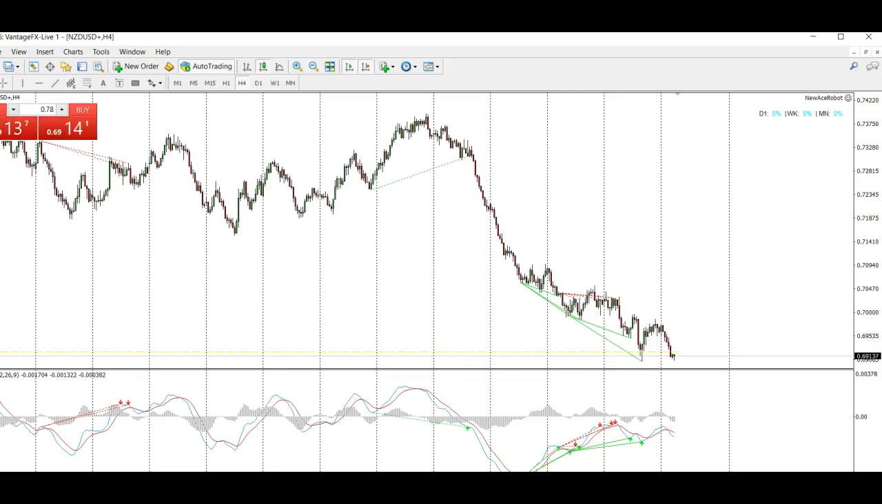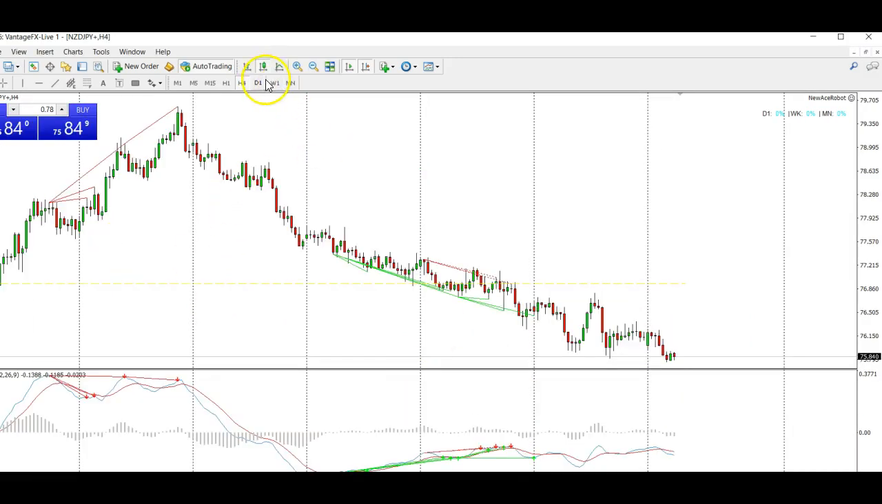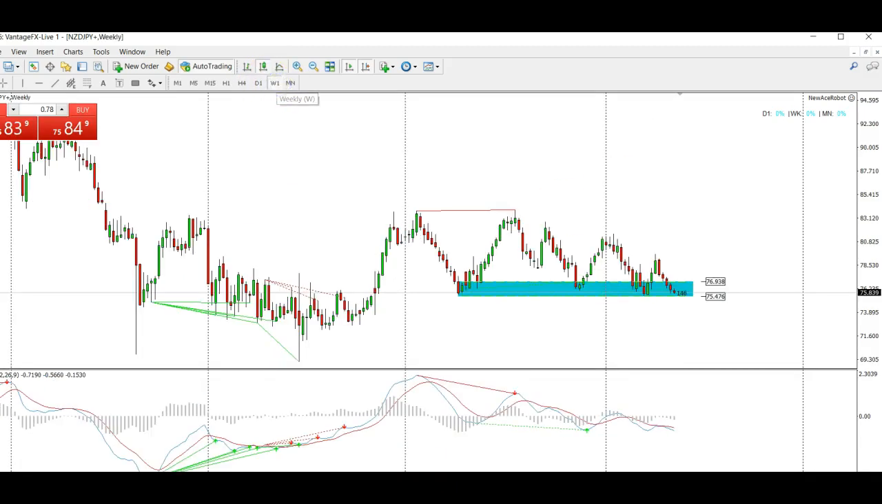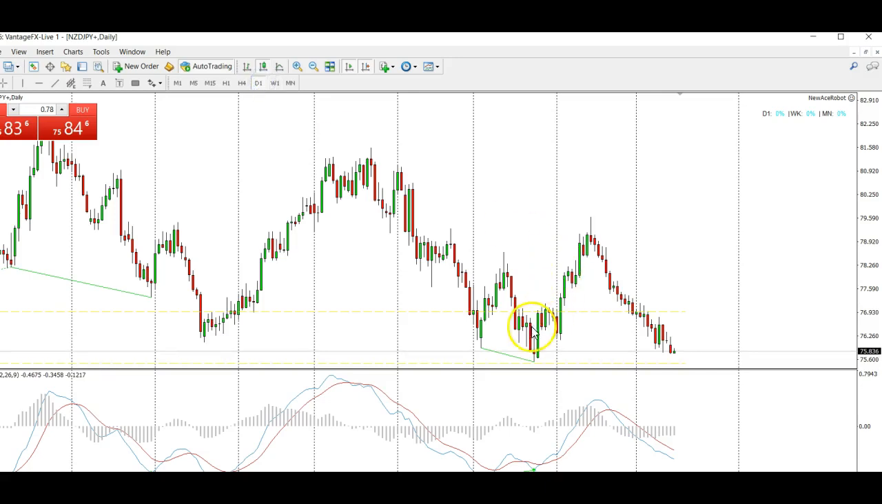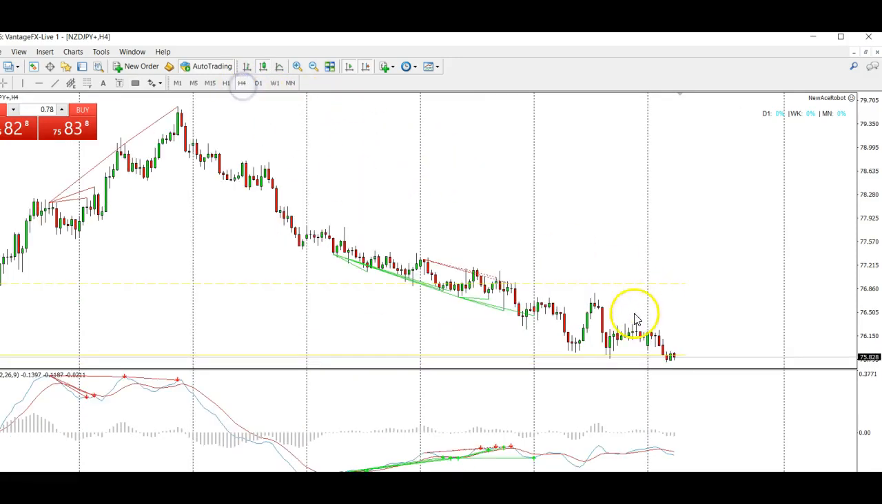When the next 4-hour signal happens, the TraderX robot will enter the trade, and boom, we'll be in a nice buying opportunity. The next one is on the Kiwi yen. We're deep in a weekly area here. Look at the daily, coming down to this daily area within the weekly, dropping nicely. I've loaded this onto the 4-hour chart, and I will wait for a signal to happen.